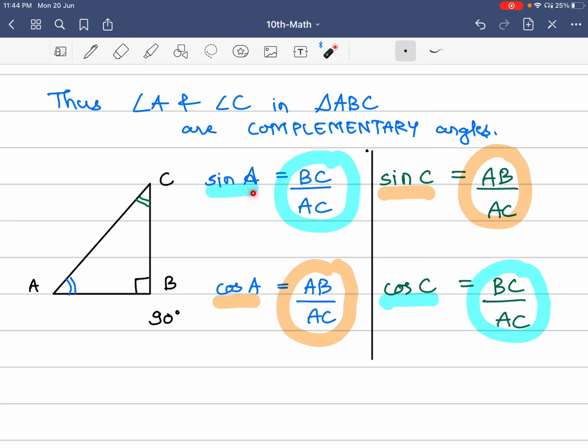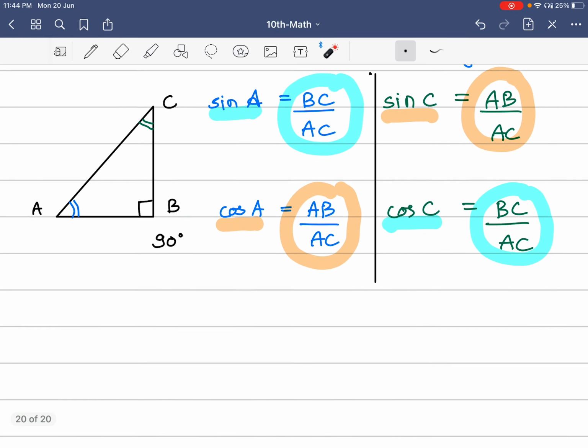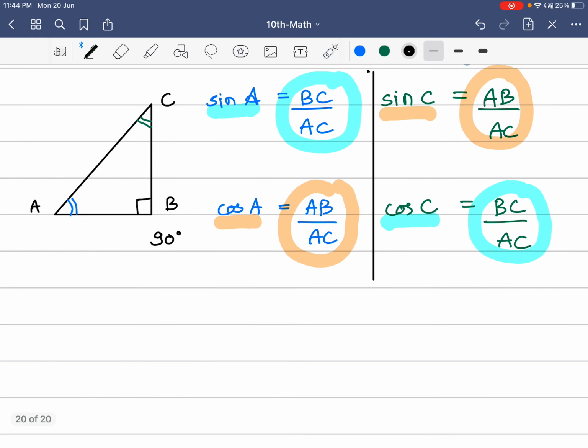As you can see, A's complementary angle is C, so sine A and cos C are equal. The same goes with cos A and sine C. Let's try to note it down. Therefore, sine A is equal to cos C, and let's extend this.